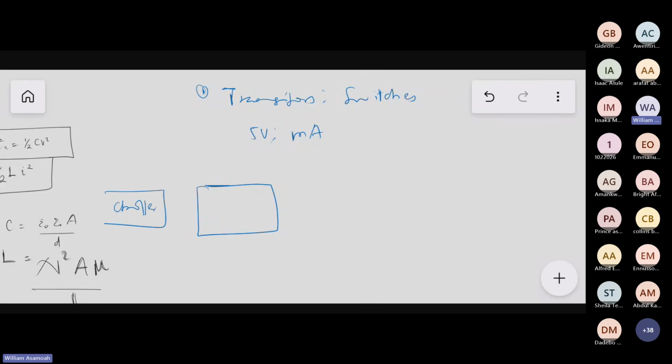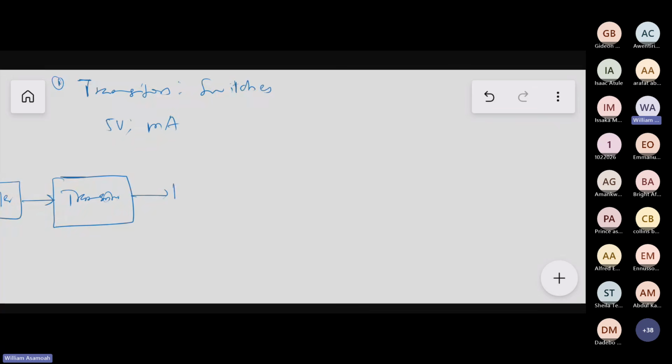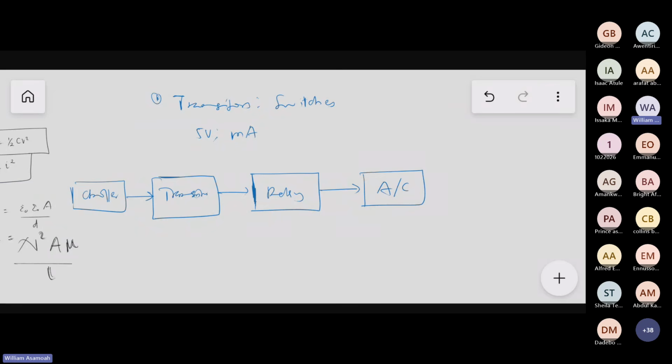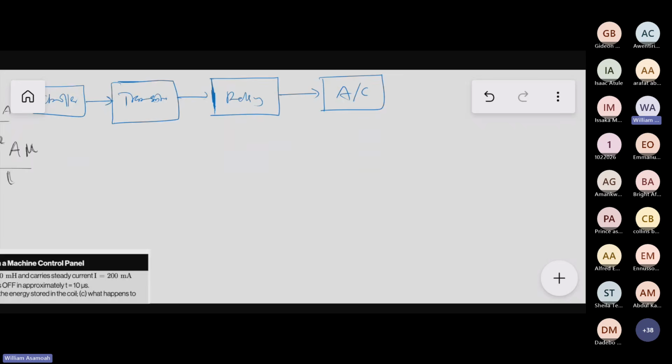The controller is here. Then it communicates with the transistor. Then the transistor would be able to switch on a relay. Then the relay, when it switches on, the AC would work. Now, this is how the circuit looks like. Please pay attention closely. Otherwise, you will get lost.